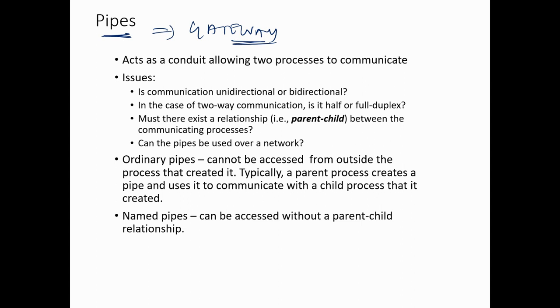Whether the communication is going to be unidirectional or bidirectional. In this way, whether the communication is going to be half duplex or full duplex. You guys know what half duplex or full duplex means. If not, we'll cover half duplex and full duplex when we are talking about synchronization. Must there exist a relationship, such as a parent-child relationship, or not. We talked a lot about this. Then what are the different types of pipe we are going to have? There are two different types of pipe. One is the ordinary pipe. Another one is the named pipe.